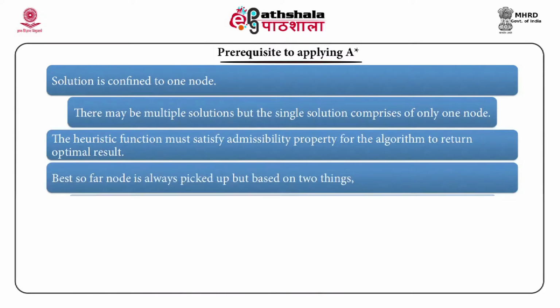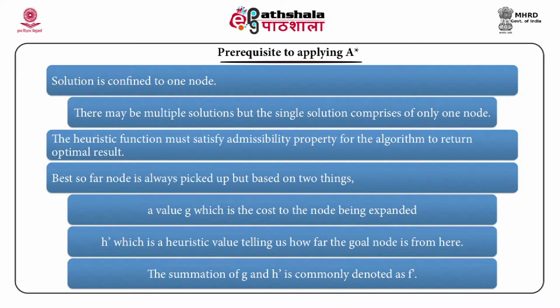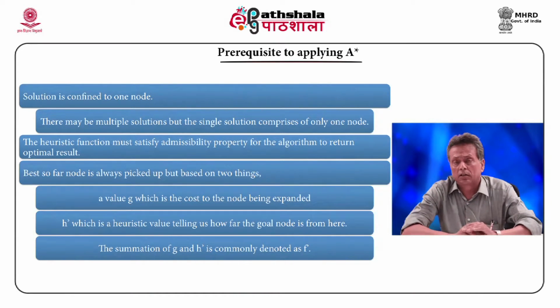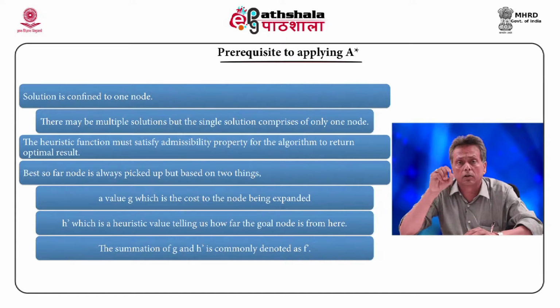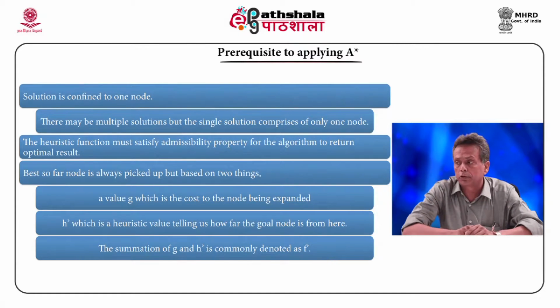There are a few prerequisites if you want to apply A star to a problem. First, there can be multiple solutions to a problem, absolutely no issue, but every solution is defined by just one node. We will soon see cases where a solution is defined by multiple nodes. Here, a very simple assumption: a single node defines a solution. There may be more than one solution, but a single node confines to a solution.